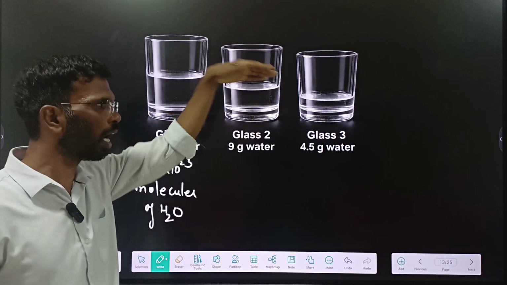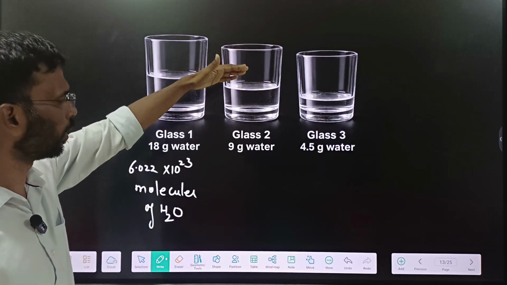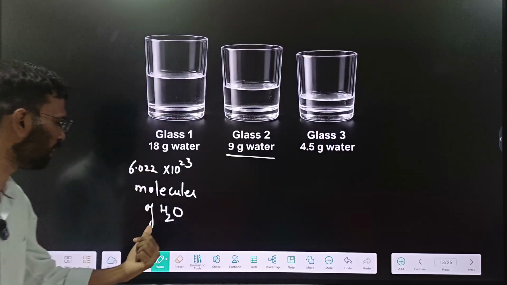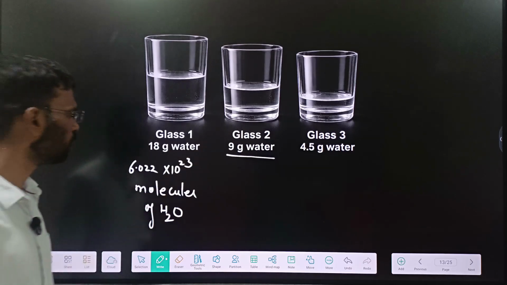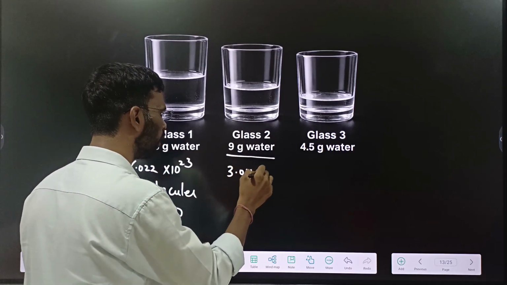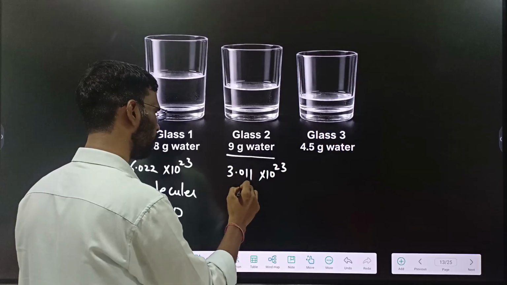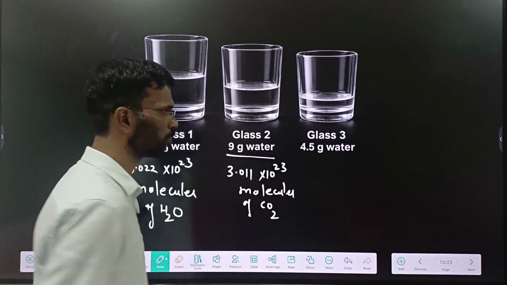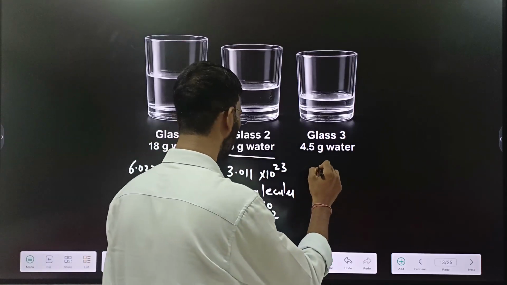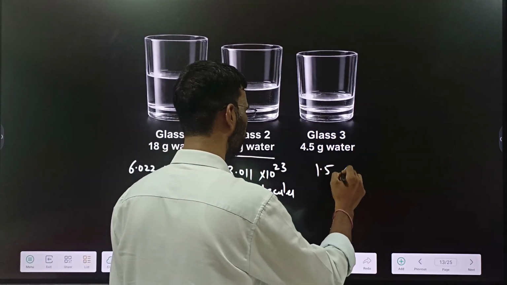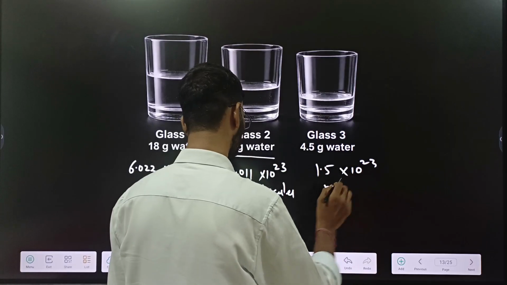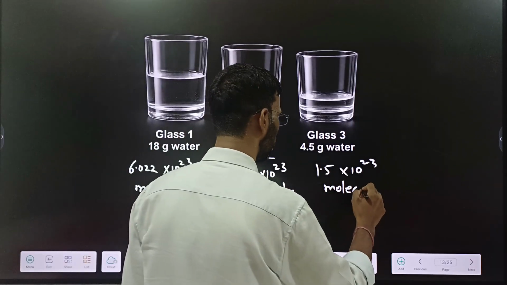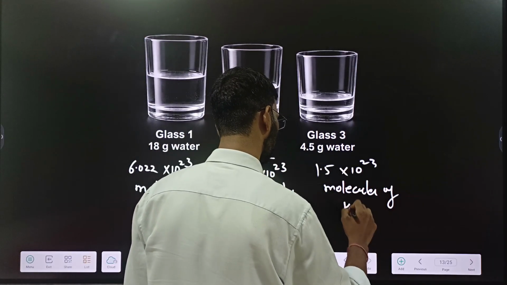Now over here water is half. The water weight is 9 grams. So how many molecules will be there? Since 18 gram had 6.022 into 10 raised to 23, here it will be still less. That is 3.011 into 10 raised to 23 molecules of water. And over here it will be what? Again somewhere close to approximately 1.5 into 10 raised to 23 molecules of H2O, right?